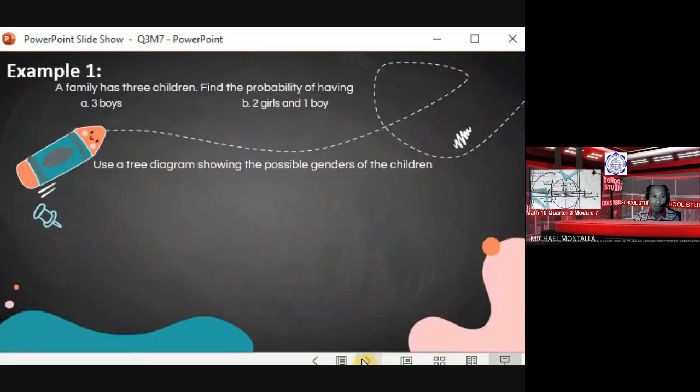Okay, let's have some examples for this. Example 1. A family has 3 children. Okay, could you imagine that? Merong family na may 3 children and you are going to answer the question, find the probability of having, ayan, first question, A, 3 boys. Okay, yung tatlong anak na yon o children, puro lalaki. At sabi naman, doon, 2 ang girls at 1 ang boy. 3 pa rin sila. Okay? So, let's take up first the first one. But before that, let's have first a tree diagram for you to visualize this.